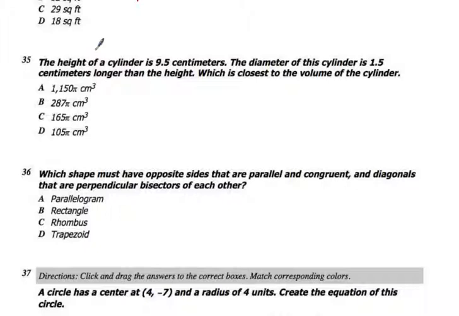This one right here, I think you guys just did not read the question very well. The height of a cylinder is 9.5 centimeters. No, I'm not going to draw that. Our height is 9.5 centimeters. The diameter of this cylinder is 1.5 centimeters longer than the height. So the diameter is 1.5 centimeters longer than the height. So 9.5 plus 1.5. And that's going to give you 9, 10, 11.